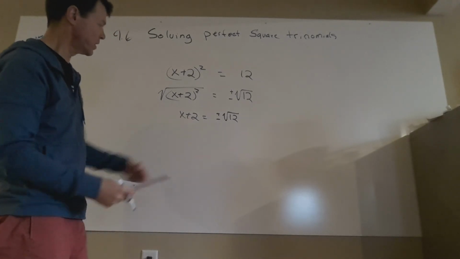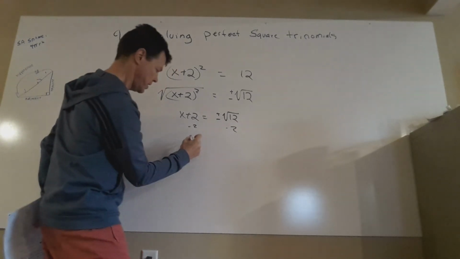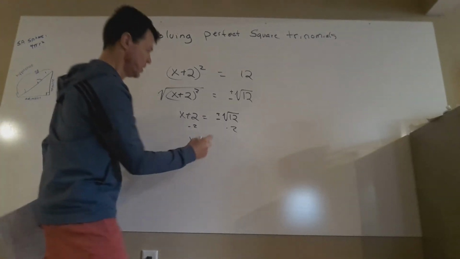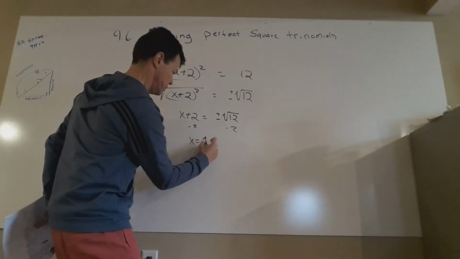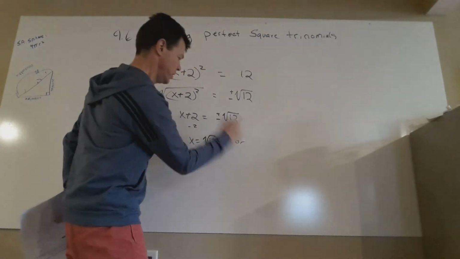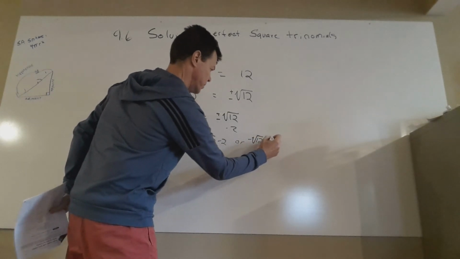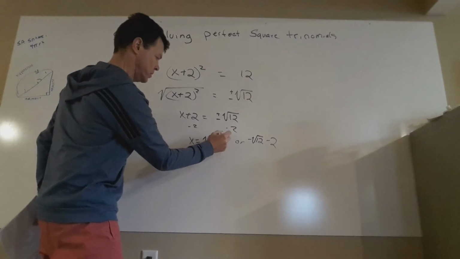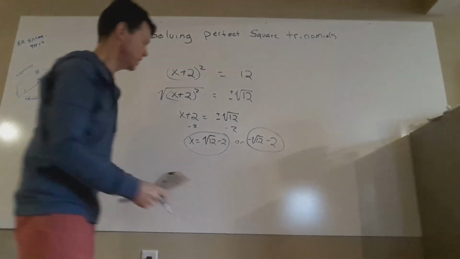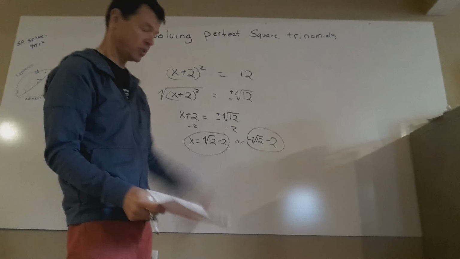But we will still need to solve for x. We're going to subtract 2, so minus 2, minus 2. And the way to show your solution, it's just going to be x equals square root of 12 minus 2, or negative square root of 12 minus 2. So have your solutions written just in this format. You can just leave these as square root of 12. It's just that one's going to be positive and the other one's going to be negative.